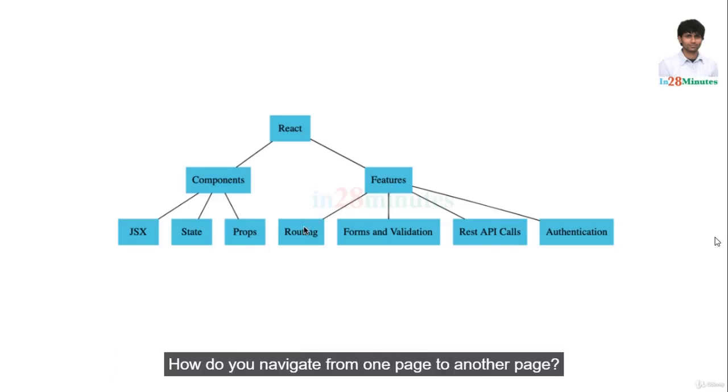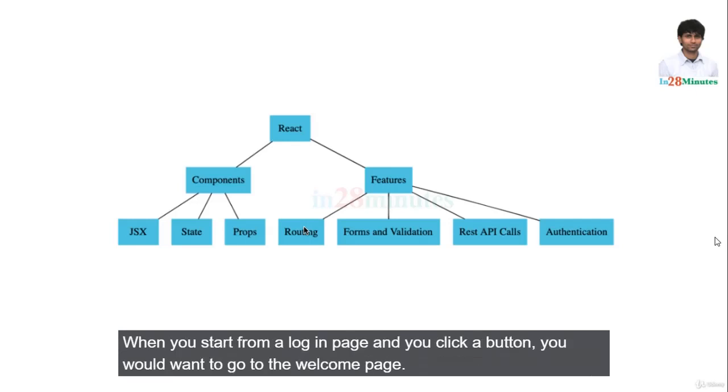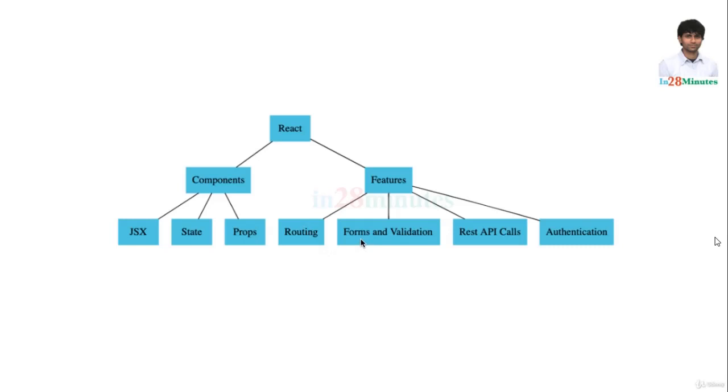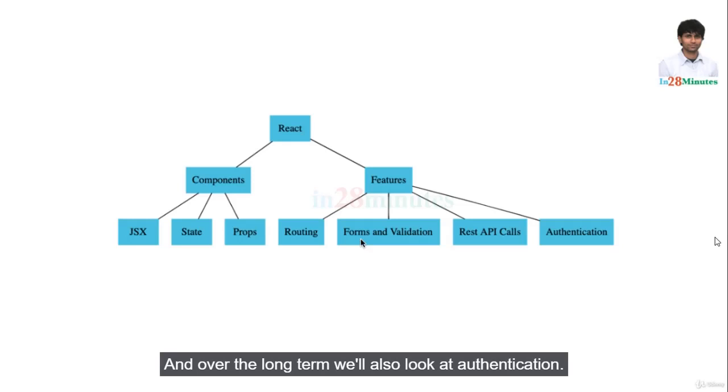How do you navigate from one page to another page? When you start from a login page and you click a button, you would want to go to the welcome page. How do you do that? How do you go from welcome to the to-dos page? How do you implement forms and validation with React? How do you call REST APIs? And over the long term, we'll also look at authentication.